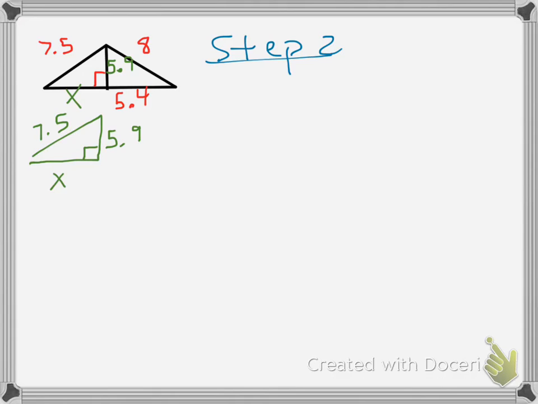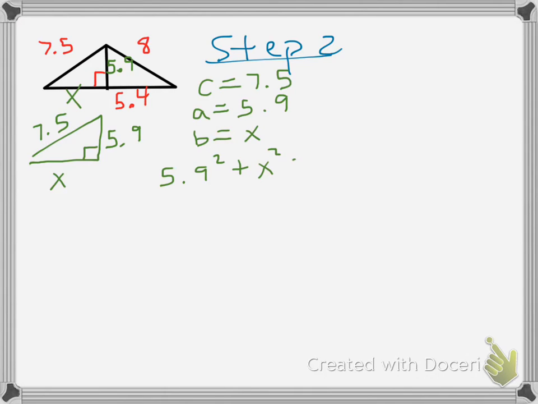I started step 2, which is to solve for the variable x, by drawing a reference triangle in green underneath my 2 triangles. This helps me identify that I'm just now working with 1 triangle and 1 variable. In this problem, my c value is across from the right angle, so it's the hypotenuse at 7.5, my a value is 5.9, and my b value is x. Remember that your a and b values can be flipped.